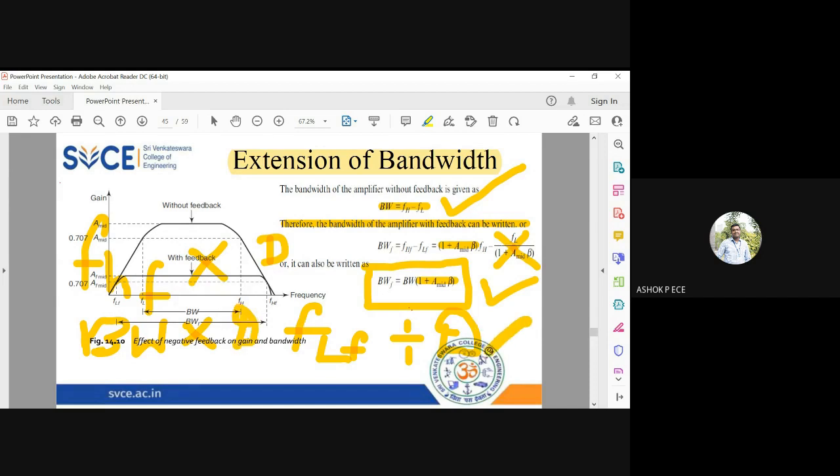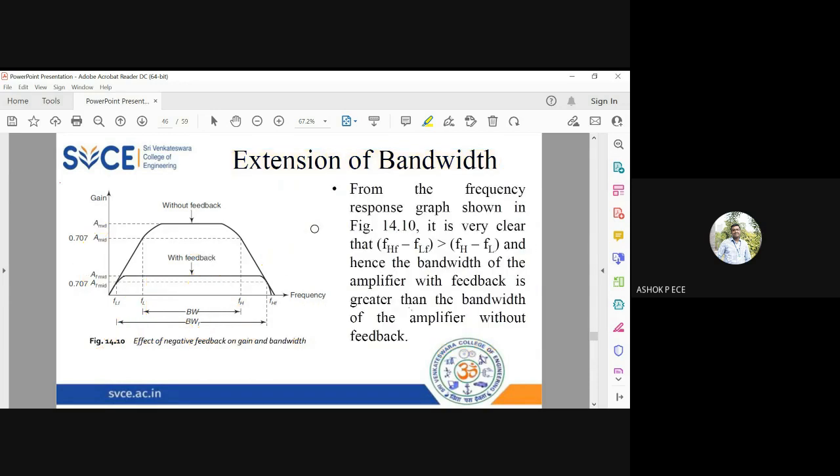Because this effect is negligible. The FLF effect is negligible because it is divided by D, and this D is 1 plus A mid into beta, a very huge number. That's why we neglect the value in the second term, so it is approximately equal to the first term.